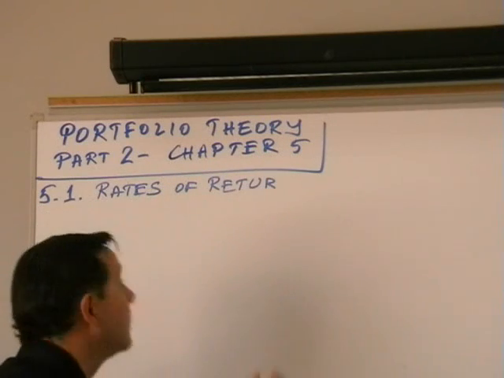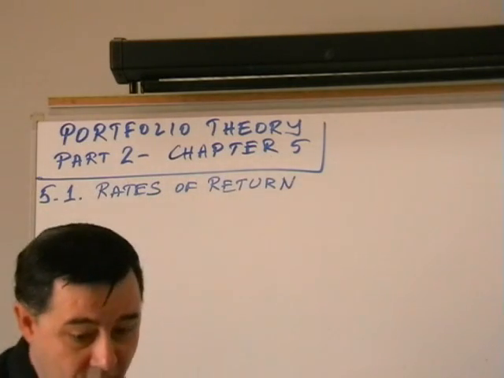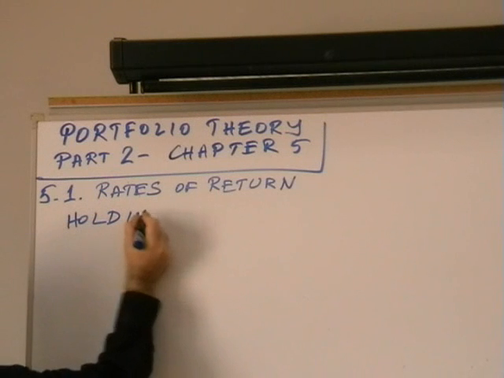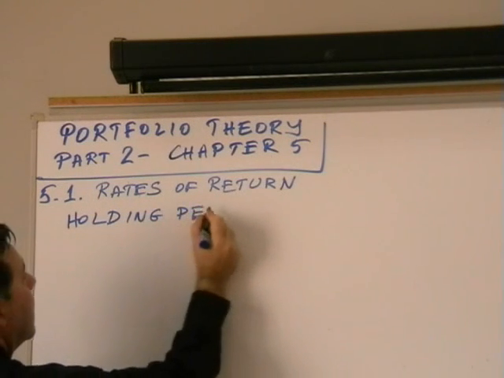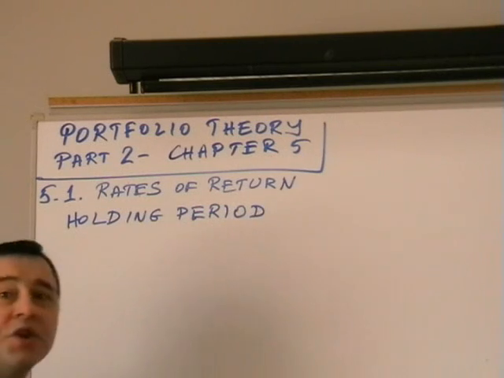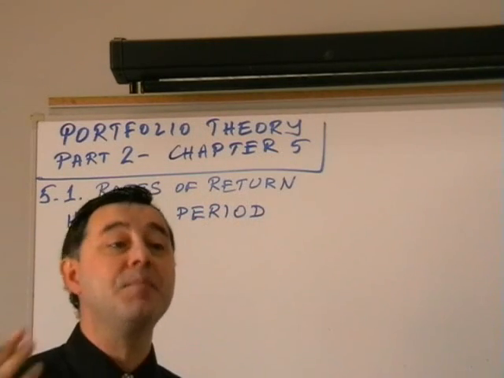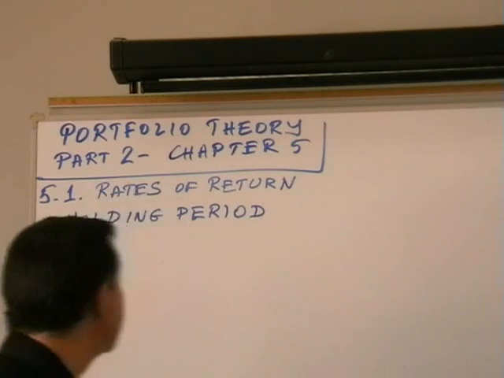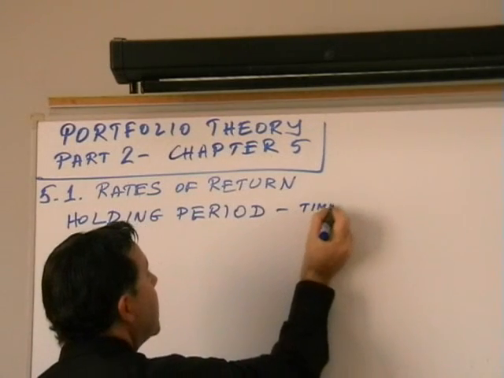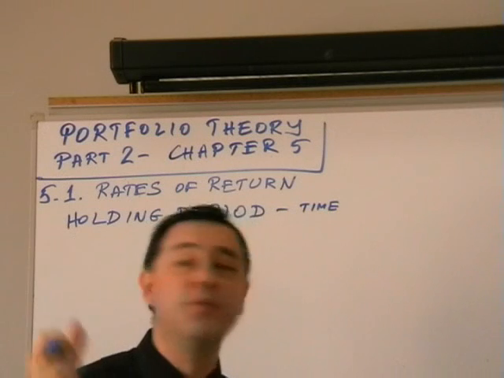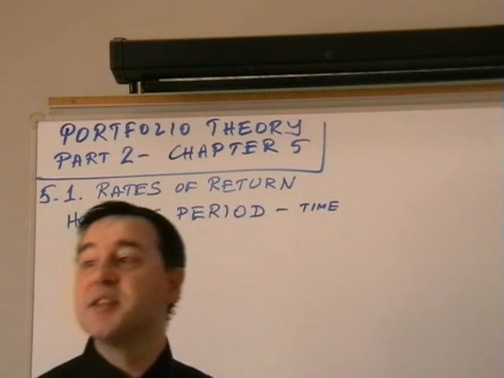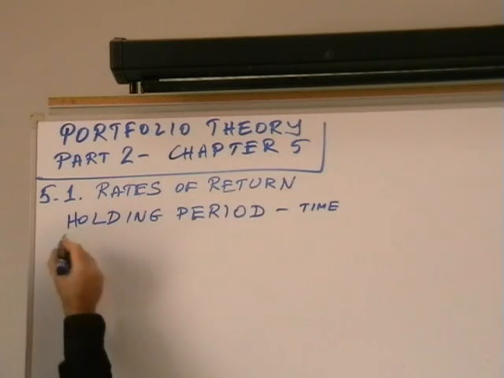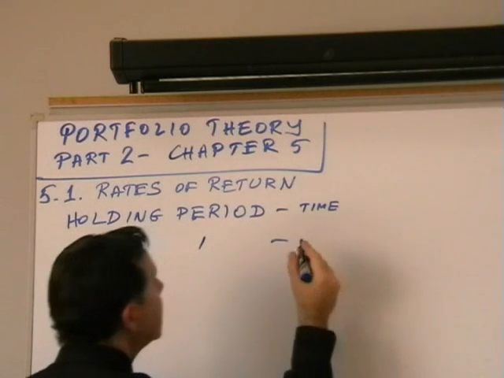Rates of return. Alright, so first of all is holding period. Holding period is simply the period of time for which an investor held an investment. So, holding period is associated with time. An example of holding period will be 1 day, 1 week, 3 years, 7 years and 2 months, 12 years and 5 months, whatever.